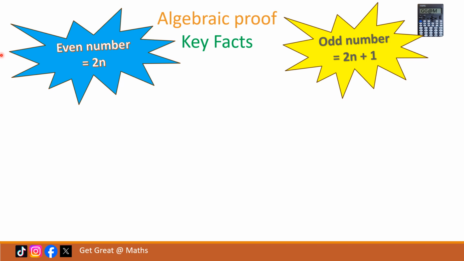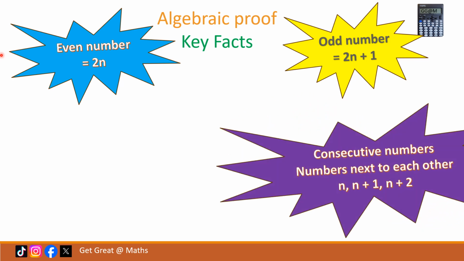The next key fact is to do with the word consecutive. You need to know what the word consecutive means. Consecutive numbers are numbers that are next to each other. So your most basic consecutive numbers that you will come across will be the number n. Then the next number will be n plus 1, so adding 1 to that number. Then add another 1 to it gives you n plus 2. These are consecutive numbers.